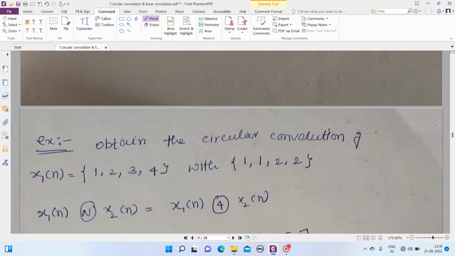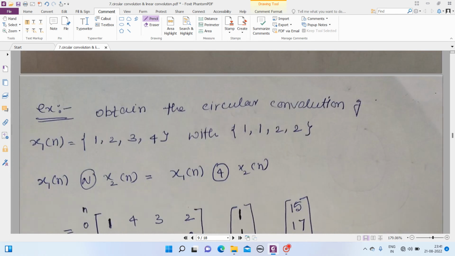Okay, so here we will solve one problem, a matrix method based circular convolution. These are the two sequences: one is x1 of n, another one is x2 of n. So obtain the circular convolution of x1 of n with x2 of n. These are the two sequences. x1 of n is convolved with the sequence x2 of n.